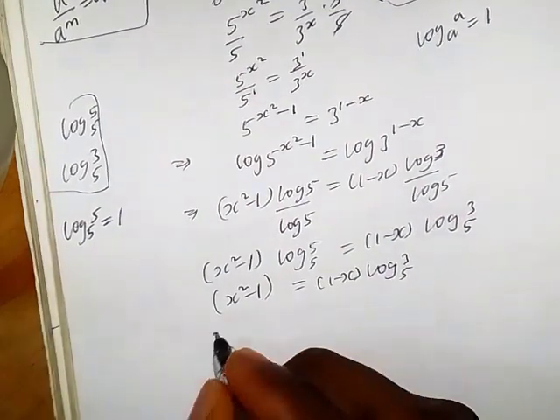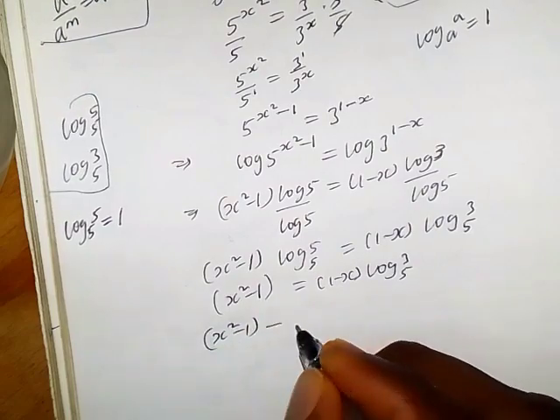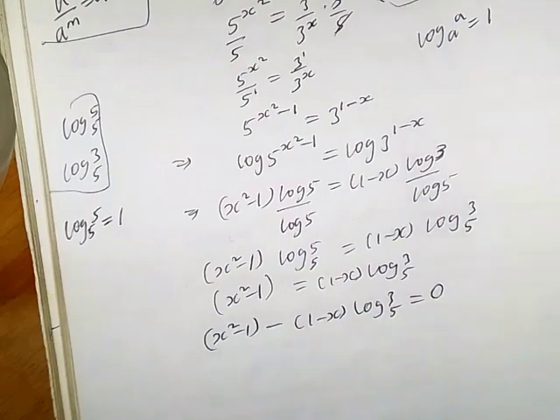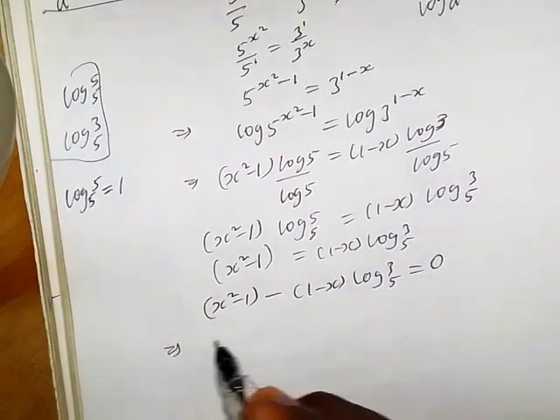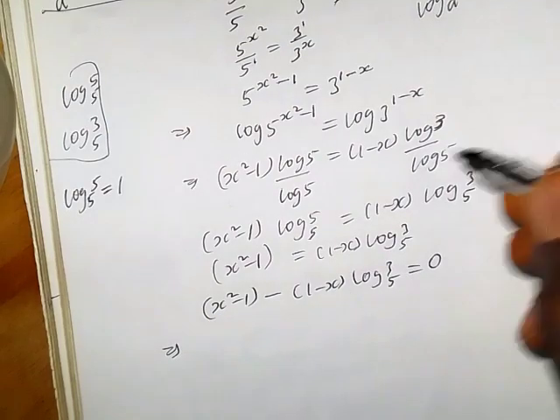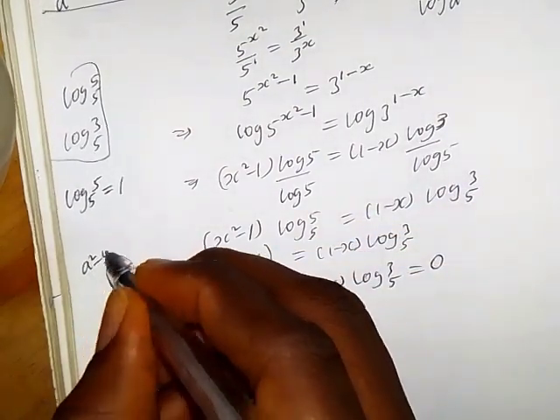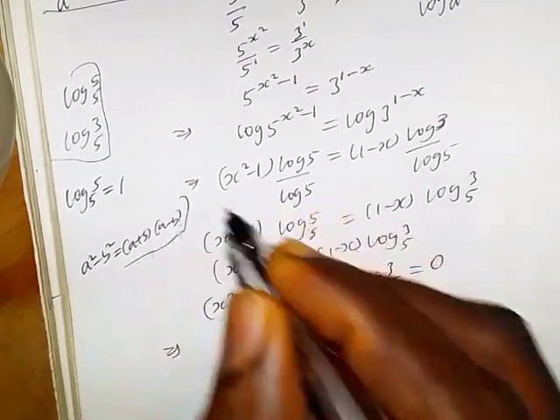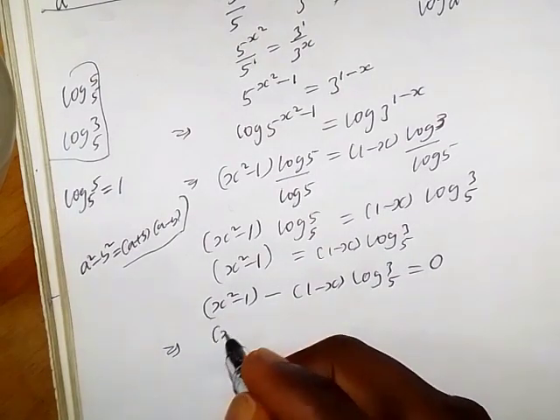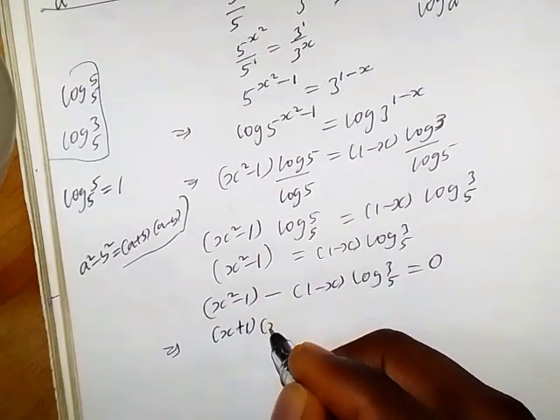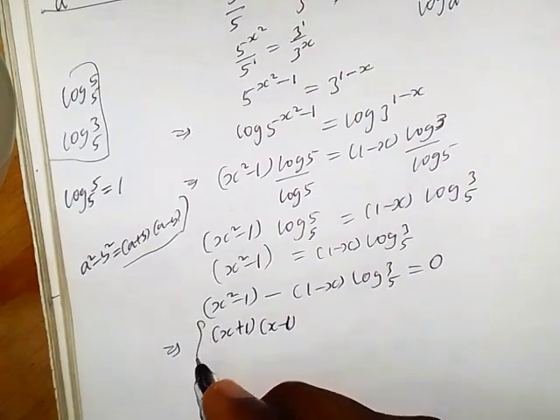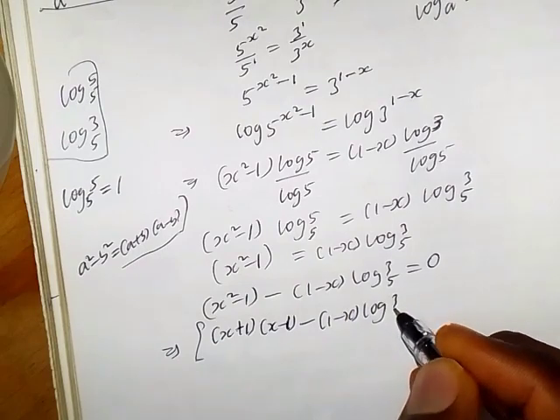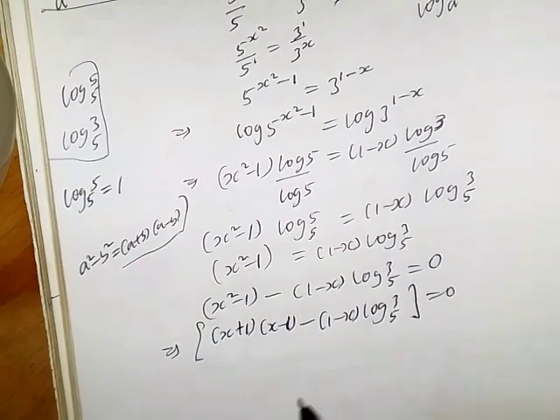Let this guy come to the left side, so we are going to have x squared minus 1 minus 1 minus x times log 3 base 5 equals 0. The next thing we are going to do is recall, when we have difference of two squares, let's say we have a squared minus b squared, it is the same thing as a plus b times a minus b. So this property, we are also going to utilize here. So we have x plus 1 times x minus 1, I put that in brackets, minus this guy 1 minus x times log 3 base 5 equals 0.